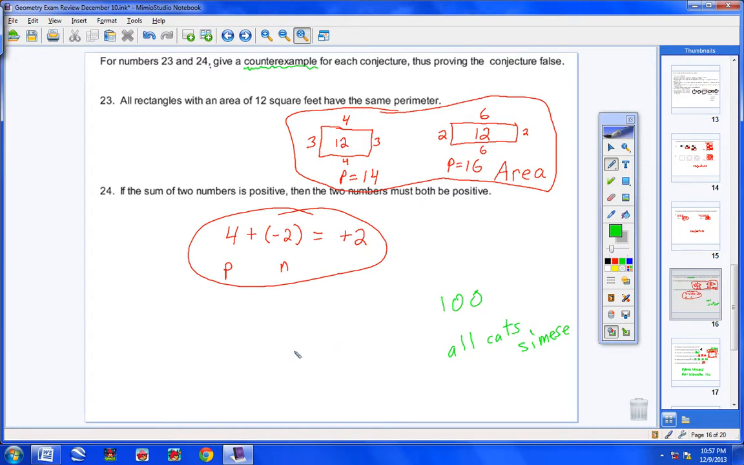All I have to do is bring one cat across the stage, just one that is not a Siamese cat. And as soon as I do that, I have given a counterexample that proves this wrong, that all cats are Siamese. And so that's what I'm trying to show you. You need to be able to give counterexamples. It only takes one counterexample to prove something wrong.